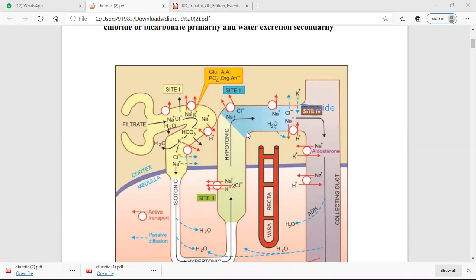Okay, so this is called the thiazide diuretic, which acts on the distal convoluted tubule and inhibits the reabsorption of the sodium and chloride co-transport system.